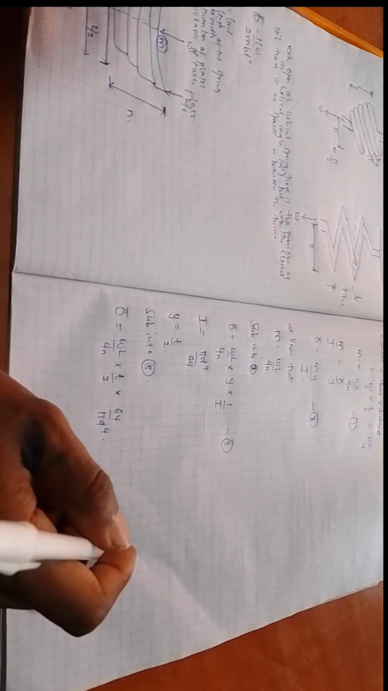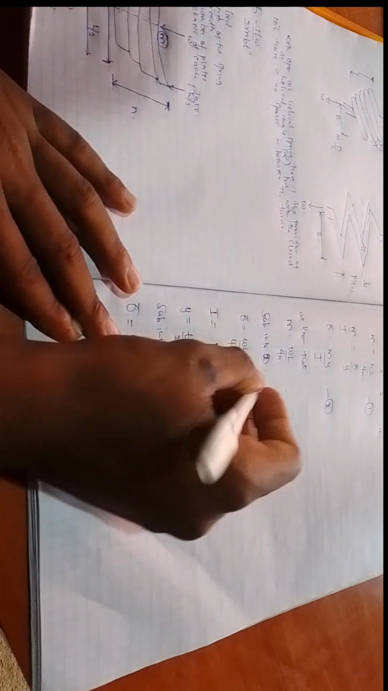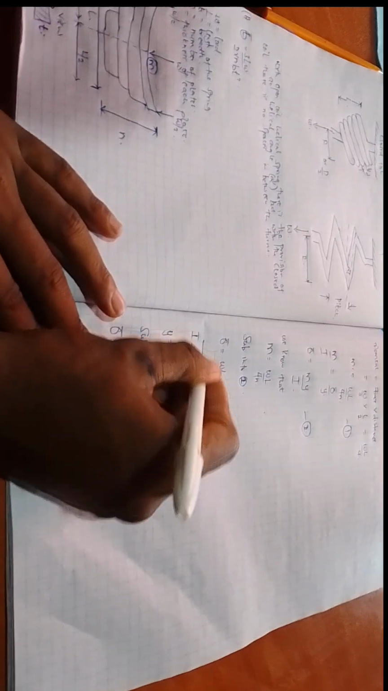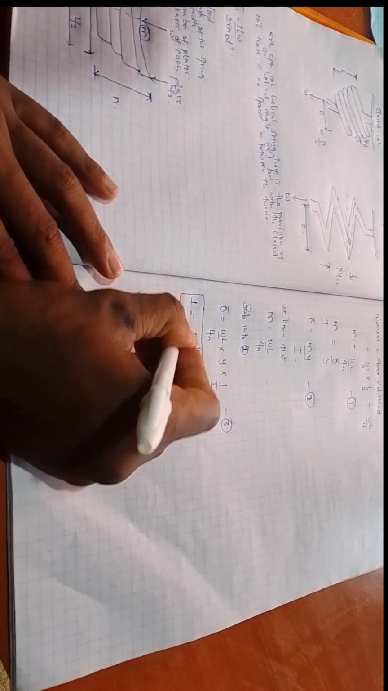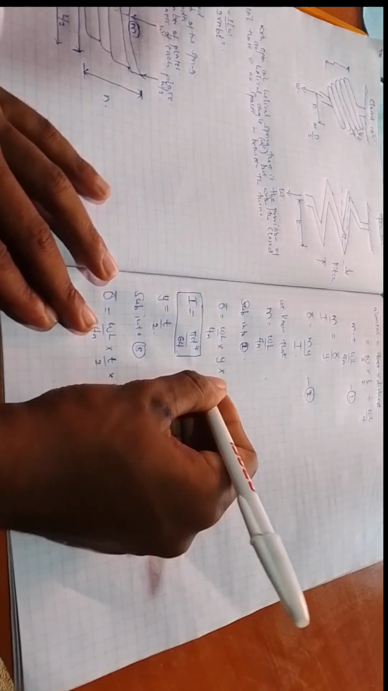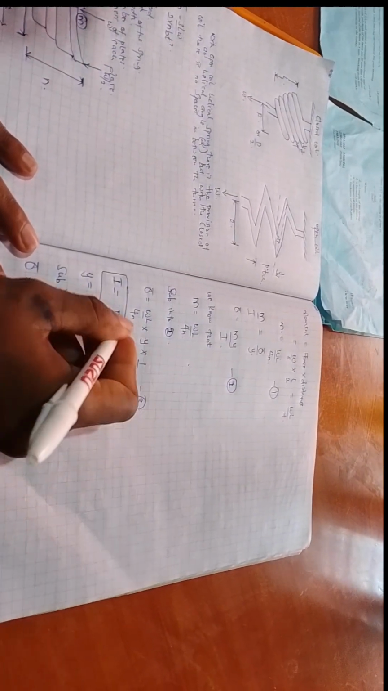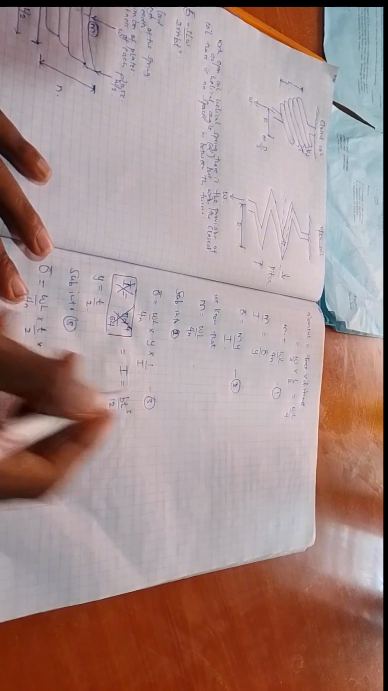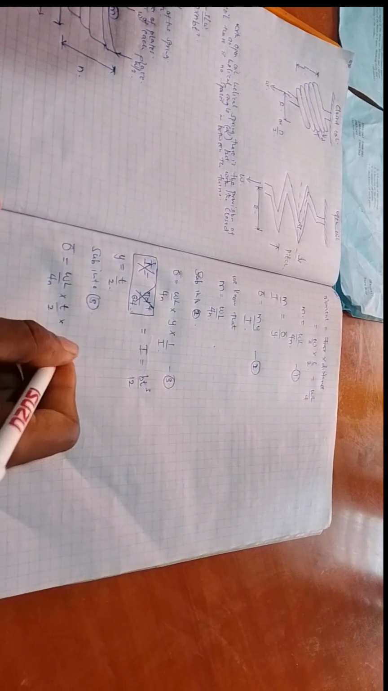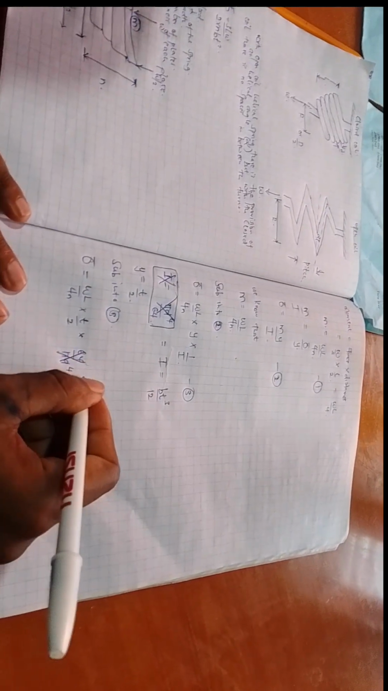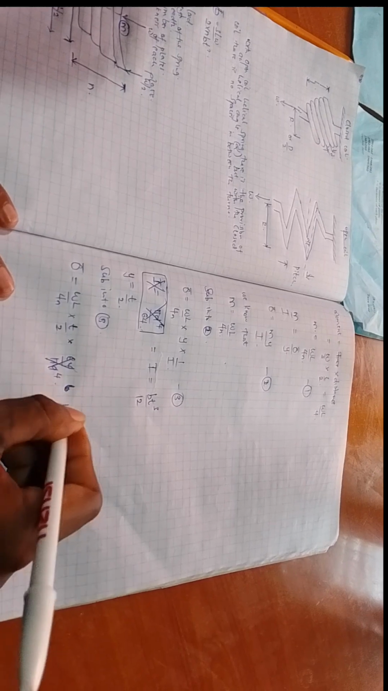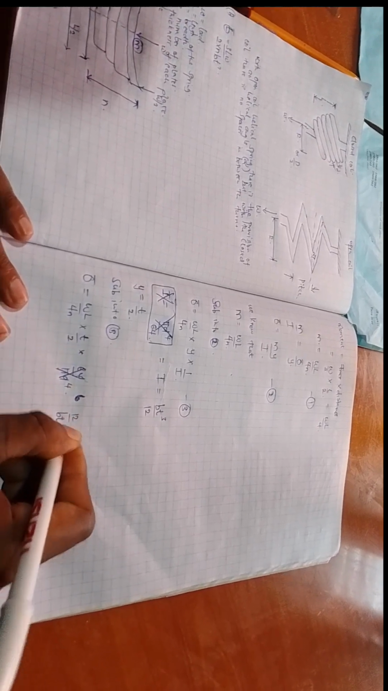Sorry, there's an error somewhere. The I for a circular section is this, but this one is not a circular section. This one is a rectangular section. So for a rectangular section, the moment of inertia is bt raised to power 3 all over 12. So correct this. This is not a circular section, this is not torsion. This is a rectangular section, so it will be 12 all over bt raised to power 3.